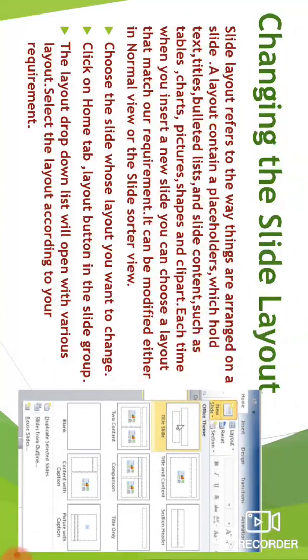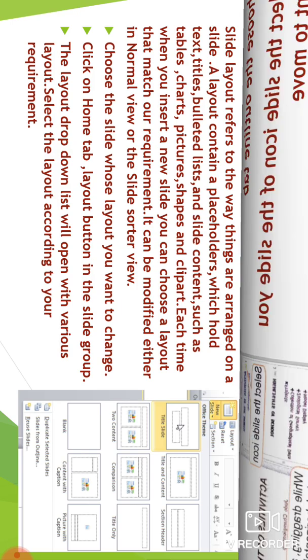And suppose after making the slide, if you want to change the layout, for this also the method is written here. Choose the slide whose layout you want to change, then go to the Home tab, then the layout button in the Slide group, and click on the layout button. The layout drop down list will open with various layouts. Select the layout according to your requirement, then your slide will change according to that selected layout.